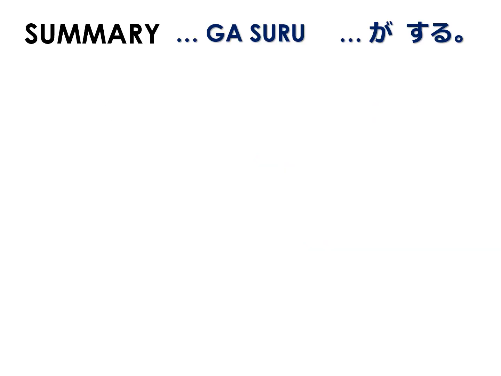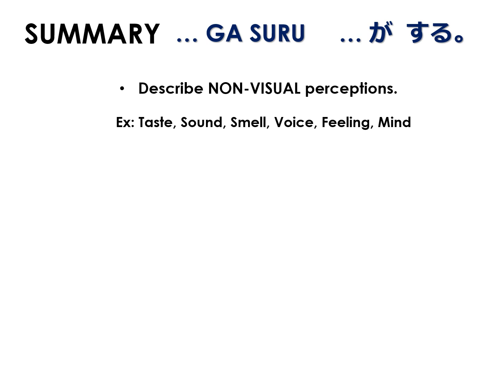To summarize, がする allows us to describe non-visual perceptions. In other words, to express how something tastes, sounds, smells, voices, or feels like. The general pattern is X は Y がする, where X is the object or person we are describing and Y is the description. In other words, X has property Y. There are 6 very common non-visual perceptions that we use in this sentence construction.